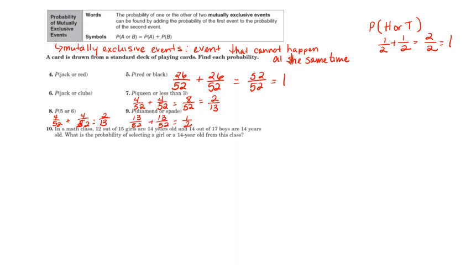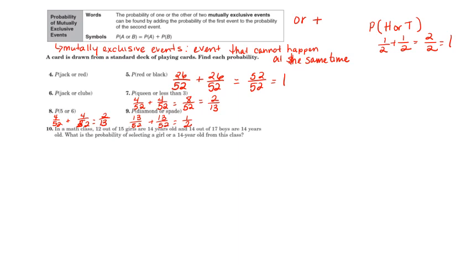Now, if you notice, I did 5, 7, 9, 8, and I'm going to come back and do 4 and 6 because they are a type of mutually exclusive, but they're a little bit different. We have to be really careful because there is some overlap there. What's the probability that I'm going to get a jack or a red? If you notice, all these questions have the word or in them. When you see the word or, we know we're going to add. So we should mark that as a note. Or means we're going to add.